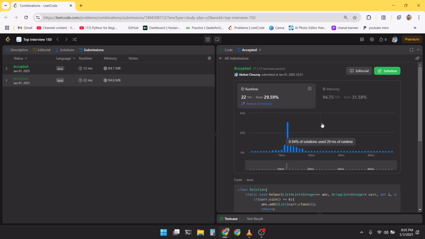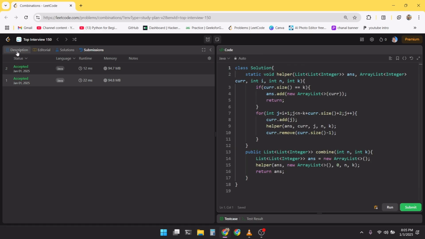So yeah, if your logic is correct and you exactly know what sort of method you want to use, it can be very good.